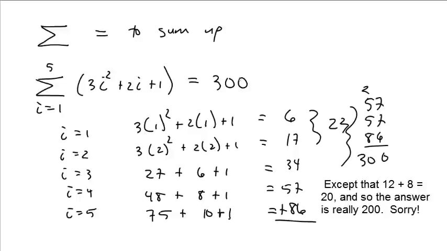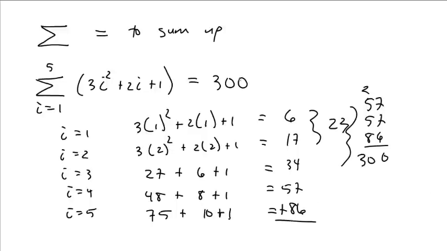If you liked that awful, awful movie a while ago, instead of calling it the 300, you could have called it the summation of i equals 1 to 5 of 3i squared plus 2i plus 1, unless I've made a mistake. It's also a very powerful way to represent things added all up.